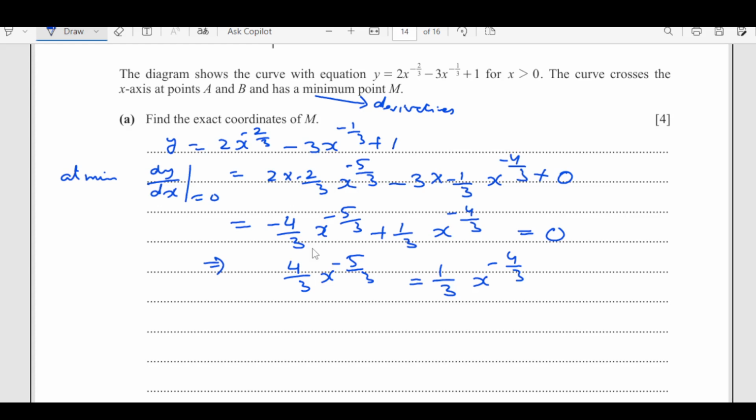So from here, if you cube, now you see we have the power in the denominator as 3. So if we cube on both sides, we get rid of this number. So 4 cubed is 4 times 4 times 4, 64, yeah, 64 over 27 x to the power of minus 5, right? And this side we will have 1 over 27 x to the power of minus 4, right? We get rid of the number which was in the denominator, right?